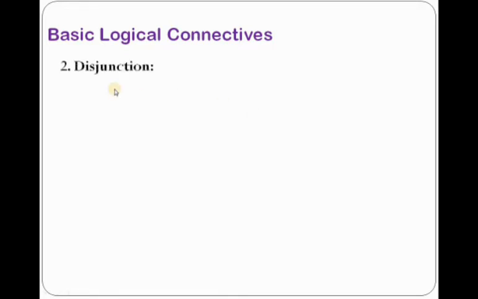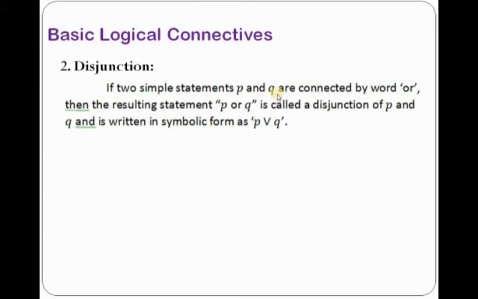Next is called disjunction. Conjunction means and, disjunction means or. If two simple statements P and Q are connected by the word or, then the resulting statement, since you are connecting with or, has to be P or Q. P or Q is called the disjunction of P and Q. In symbolic form it is written with a normal V. Conjunction, meaning and, uses the upside-down V, and for or you write the normal V. This is the symbol for your or connective.